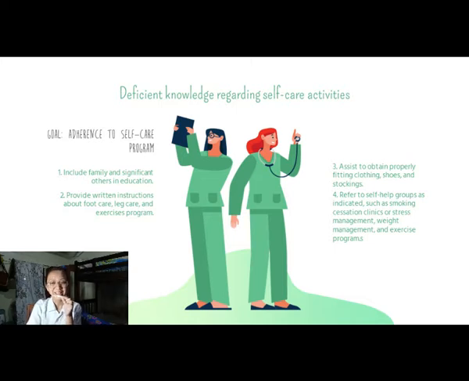For the third one, assist to obtain properly fitting clothing, shoes, and stockings because as reasoned earlier, constrictive clothing and accessories impede circulation and promote venous stasis. And then for the fourth one, refer the patient to self-help groups as indicated.